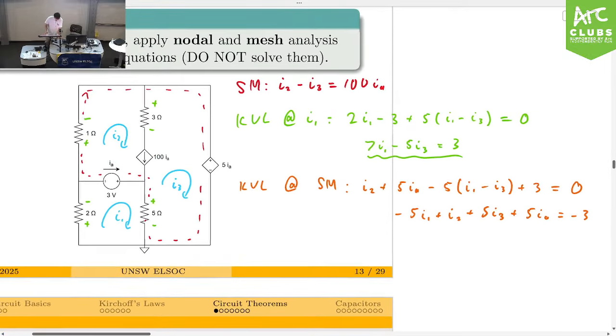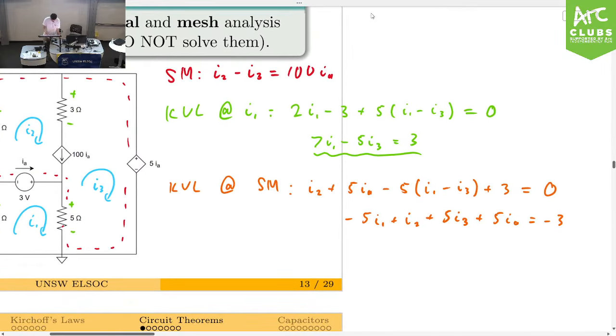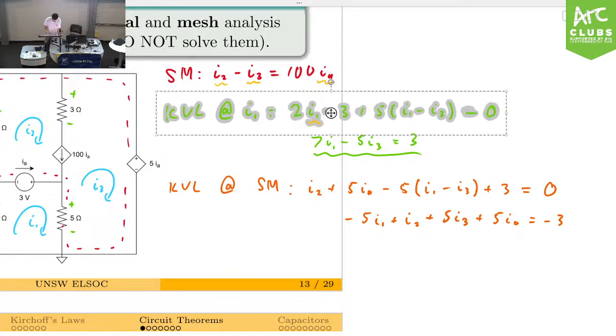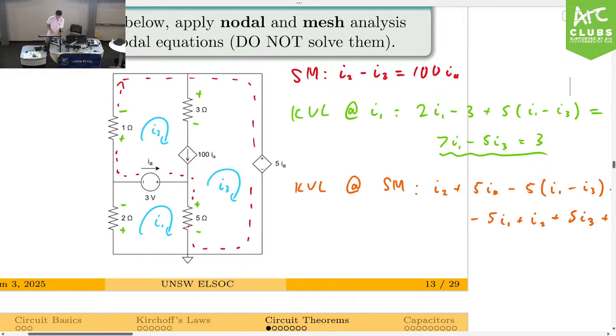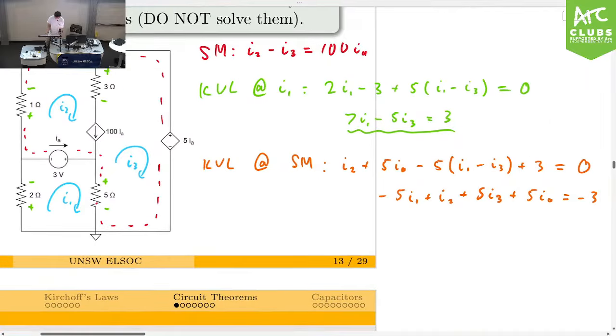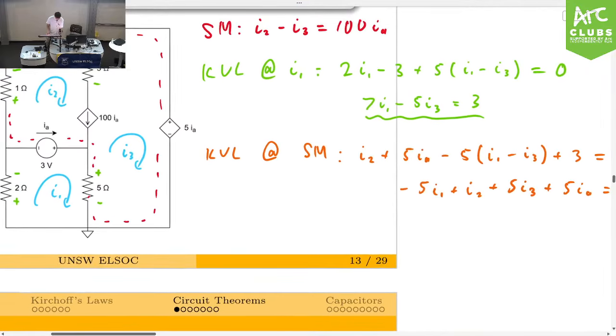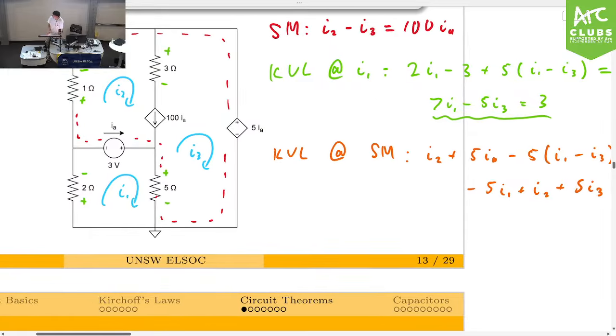Now, we have I1 here, we have I2 here, we have I3 here, and we also have IA. Okay, so we have too many variables, but we only have 3 equations, right? And we're out of meshes to do KVL. So what can we do in this case? Well, we can find what IA is in terms of our meshes.